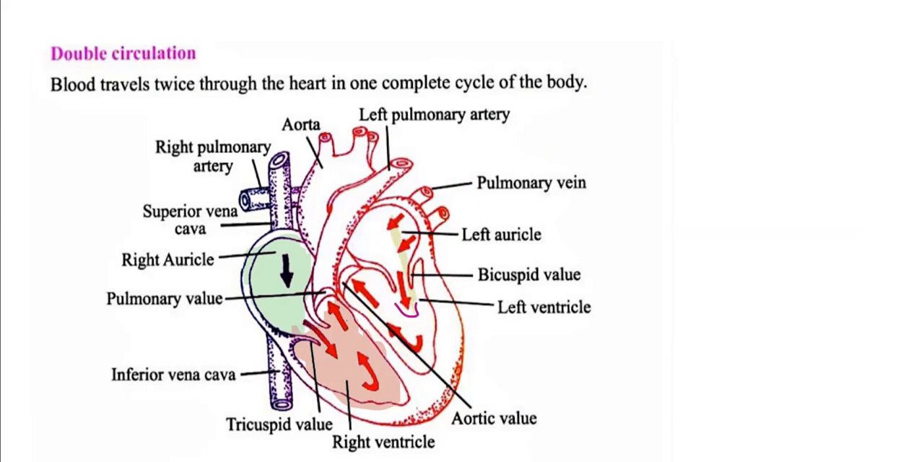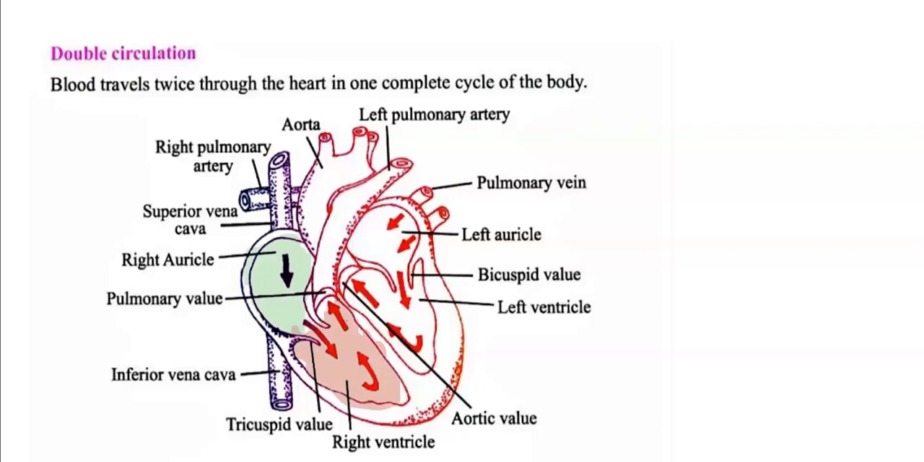From here to here. Now, from the left ventricle, it goes to the rest of the body through the largest artery called the aorta. This being the largest artery, through which the blood is supplied to the rest of the body. Once the blood is used up, it becomes deoxygenated. That means it is now richly supplied with carbon dioxide. The concentration of carbon dioxide increases.